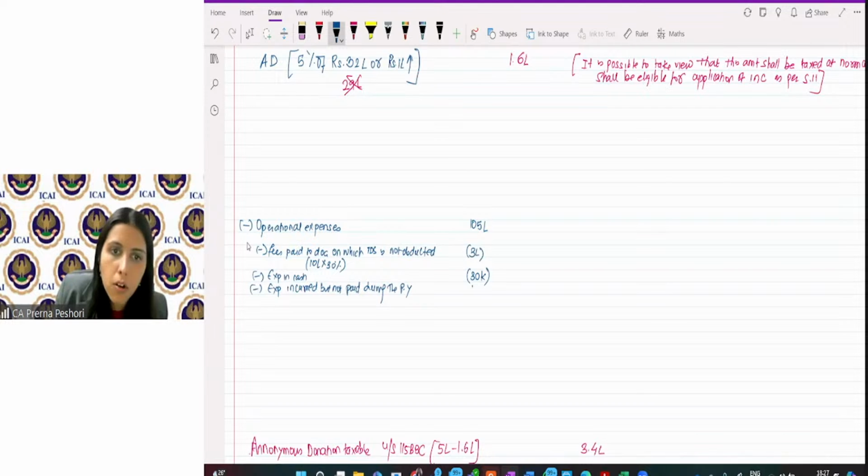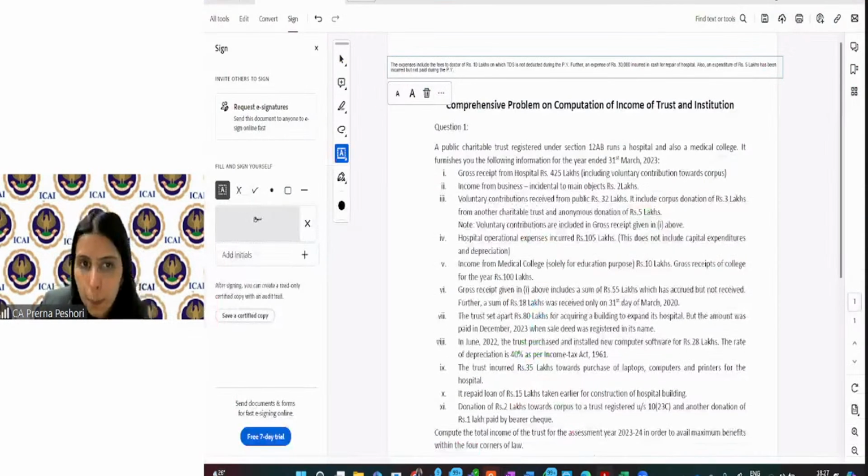So if you remember, only the expenses paid during the year are allowed, irrespective of the method of accounting followed by you, right? So out of this, I will deduct 3 lakh, 2 lakh and 30,000. So this will give me 99.7 lakh, which will be considered as application of income.